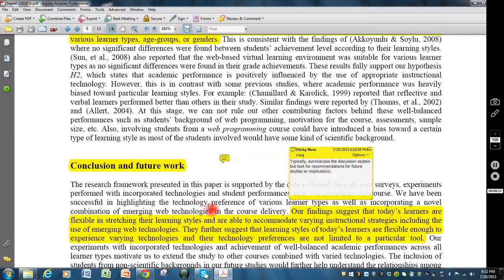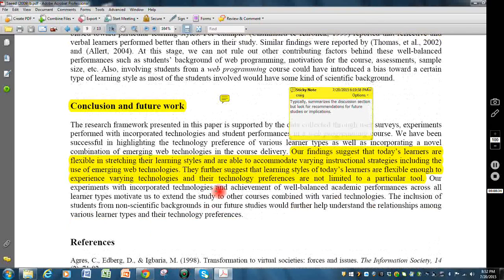And then finally, most peer-reviewed journal articles will have a conclusion, and the conclusion typically summarizes the discussion section, but I would also look for recommendations for future studies or the implications of this study.